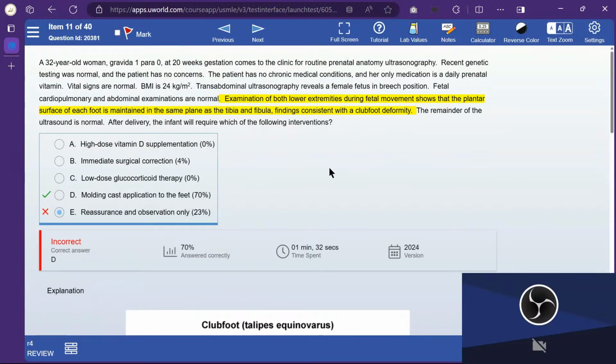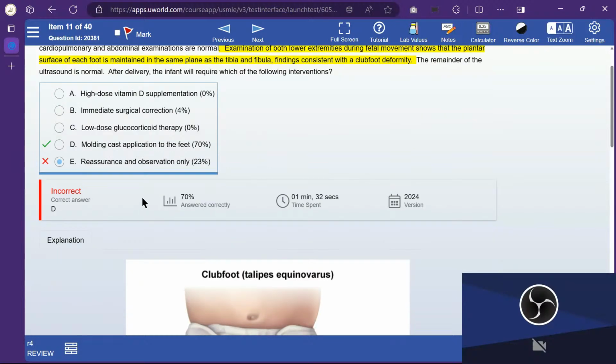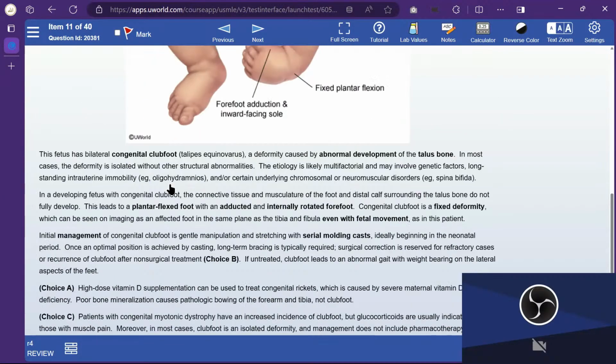Question 11 is clubfoot. The patient has clubfoot. Molding cast application to the feet should be the next step. Congenital clubfoot involves abnormal development of the talus bone. Initial management is gentle manipulation and stretching with serial molding casts, ideally beginning in the neonatal period until an optimal position is achieved by casting.